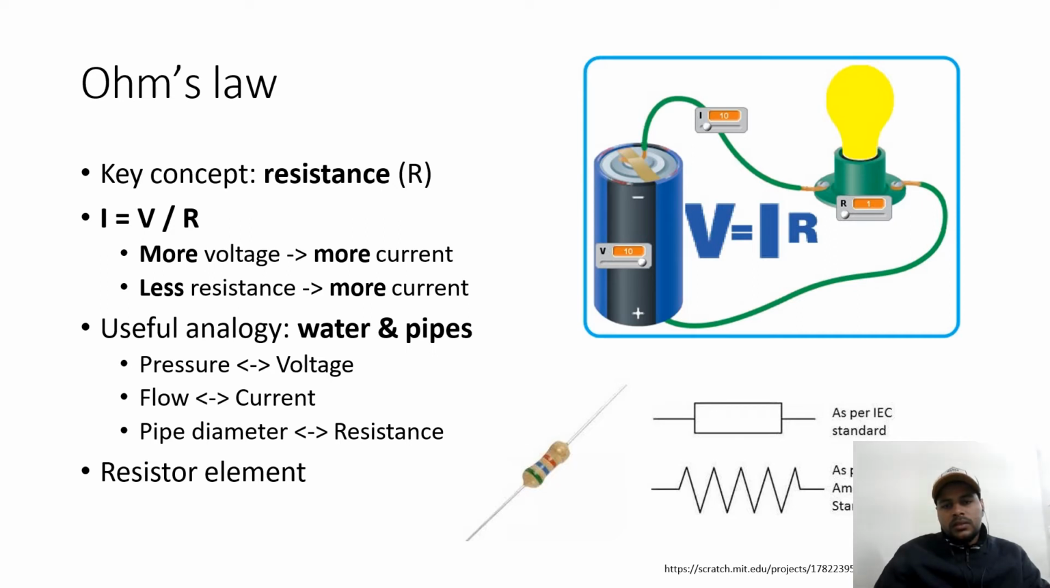And this is a circuit for implementing Ohm's law, in which current flows through the resistance R, having a battery of voltage 10 volt. So this is an illustration of Ohm's law.